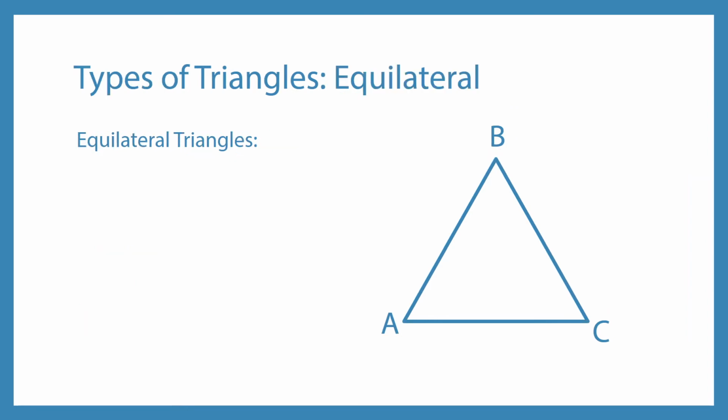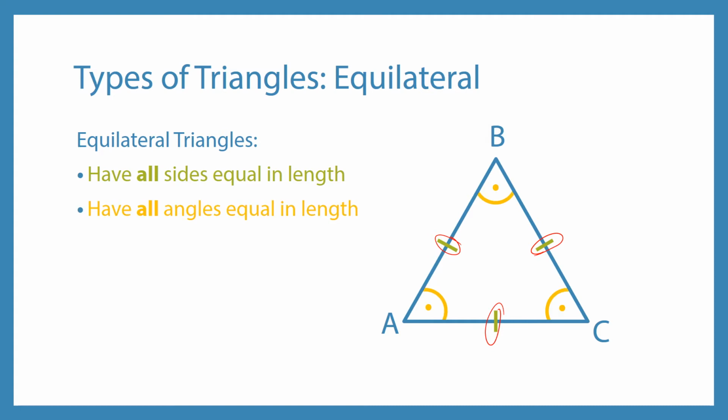For the rest of this lesson, we're going to look at the different types of triangles. The first of them is the equilateral triangle. The equilateral triangle has all sides equal in length. Remember, if we have one dash across, that means they're all going to be the same size interval. So each of these sides is the same length. It's also going to have all angles equal, so they're going to be the same number of degrees.